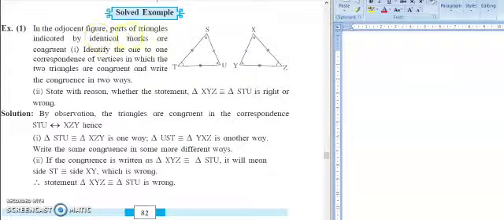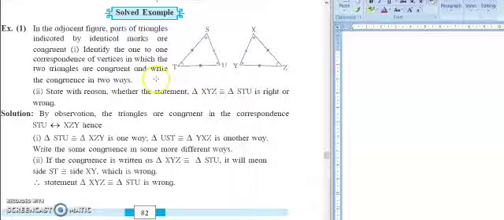In the adjacent figure, parts of triangles indicated by identical marks are congruent. Here the two triangles are given and identical marks are also given. This side is congruent to this side, then this side is congruent to this side, and this side is congruent to this side. Similarly, this angle is congruent to this angle, then this angle is congruent to this angle, and this angle is congruent to this angle. Now, identify the one-to-one correspondence of vertices in which the two triangles are congruent and write the congruence in two ways.